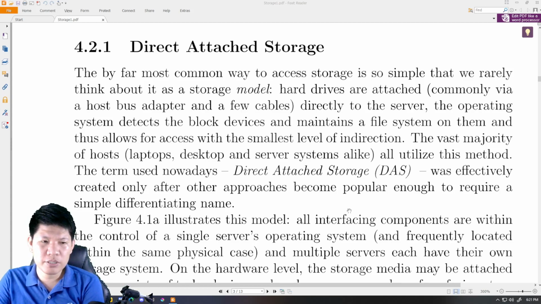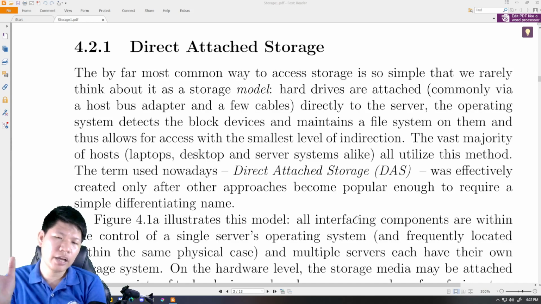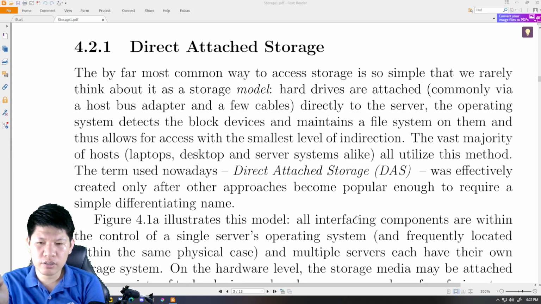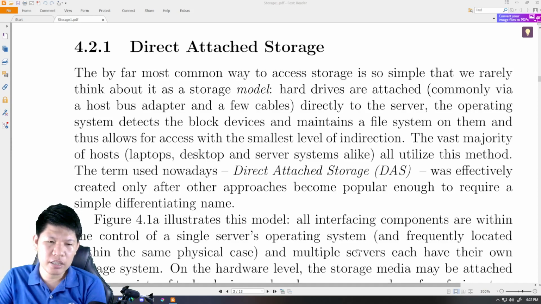indirections. So the majority of hosts like laptop, desktop, and server systems utilize this kind of model, and as of today, it's directly attached storage. The hard drive using a wire as a medium to transmit data from your hard drive going to your motherboard, that's direct attached storage. It was effectively created only after one approach became popular enough to require a simple differentiating name.